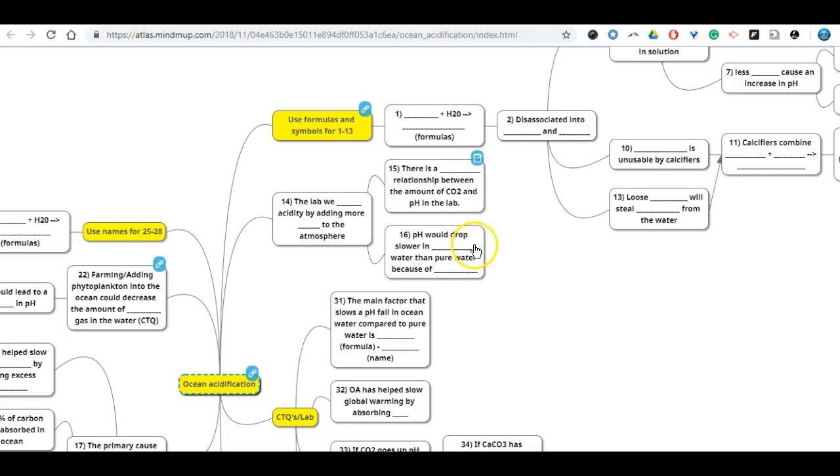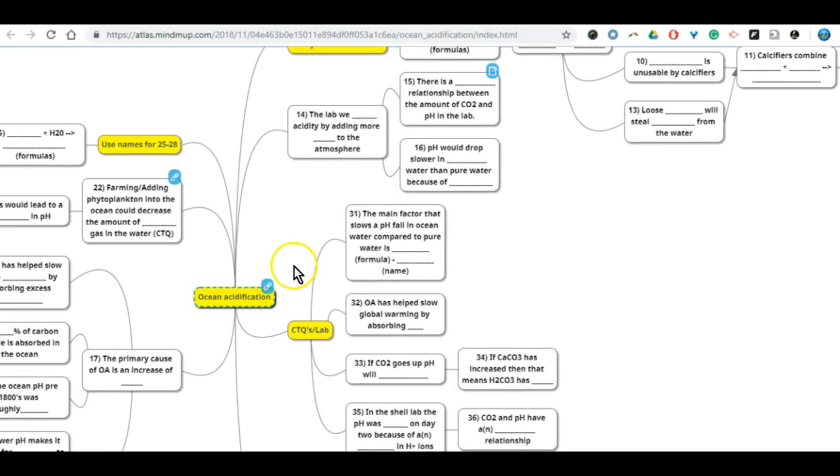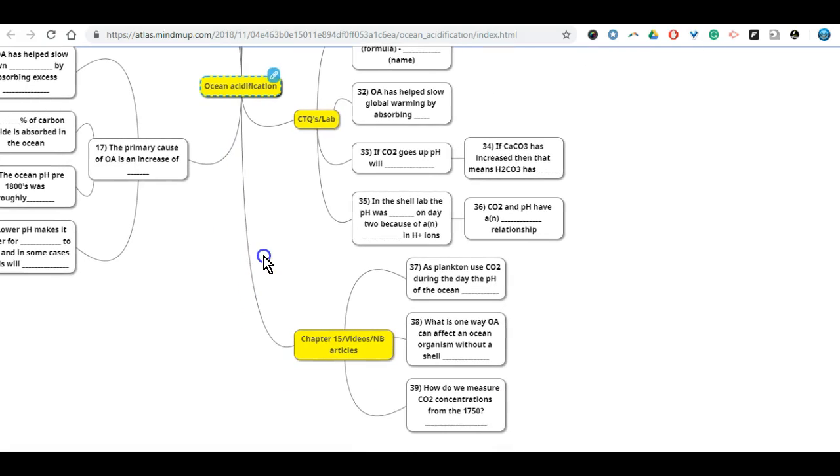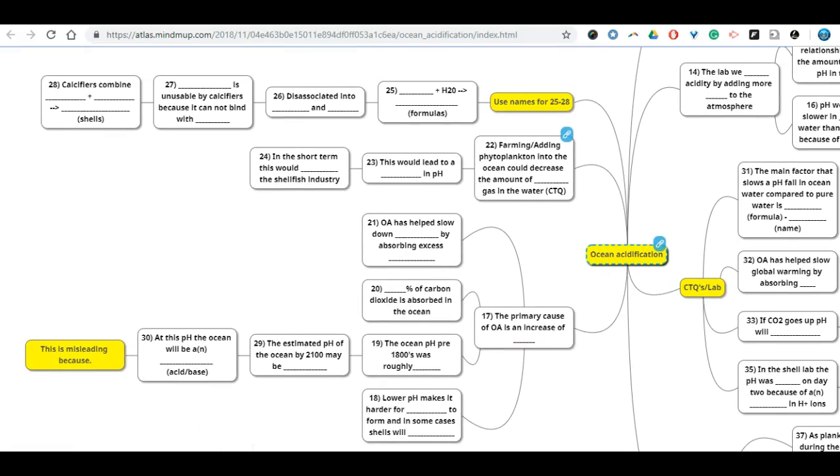Now pH would drop slower in ocean water compared to pure water because of the carbonate that's floating around in there, the CO3. So that comes over here. Again, it's really important that, like I said, you can connect these. So that CO3 that's floating around can actually slow down the drop in pH. Now, coming over here to number 15, oh, here it is. It's kind of over here somewhere.